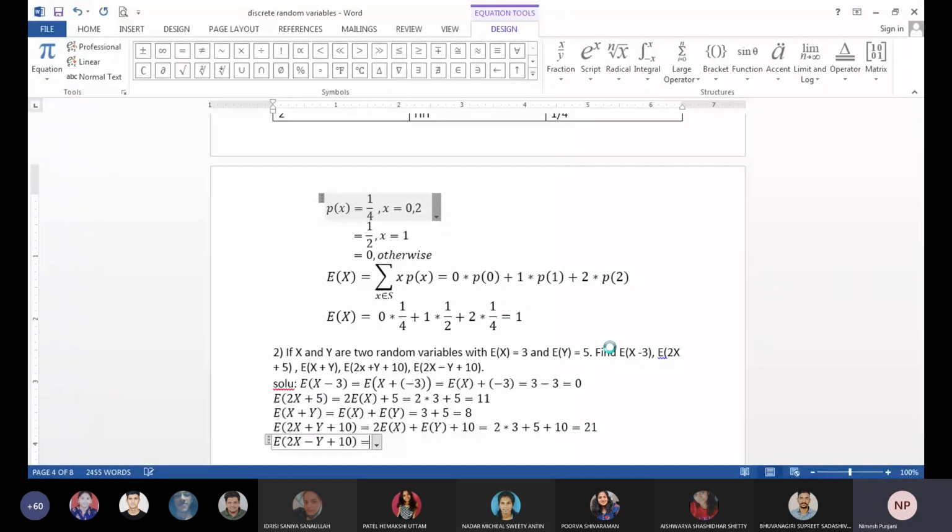Is this clear? Expected value of 2x plus y plus 10, the answer is 21. Okay, now tell me the answer for the last part, that is expected value of 2x minus y plus 10.